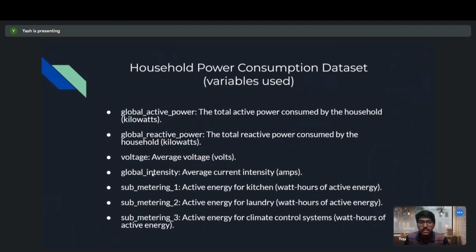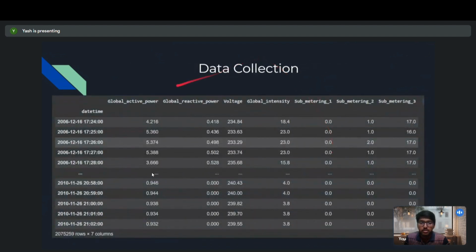Here in our dataset, we have three submetering variables which record the power consumption of different parts of the house. Starting from submetering 1 which measures the energy consumption from the kitchen, then submetering 2 from the laundry, and then 3 from the climate control system such as AC, cooler and geyser etc. This is how our dataset looks, representing each variable in columns and every minute record in rows.